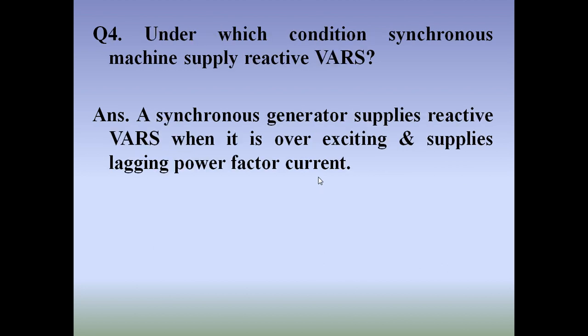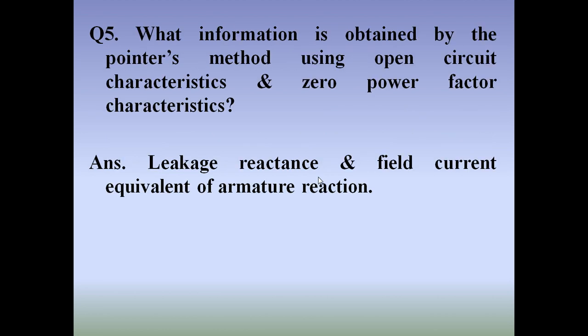Question number 4. Under which condition do synchronous machines supply reactive VARs? The answer is: a synchronous generator supplies reactive VARs when it is over excited and supplies lagging power factor current. Question number 5. What information is obtained by the Potier method using open circuit characteristics and zero power factor characteristics? The answer is leakage reactance and the field current equivalent of armature reaction.